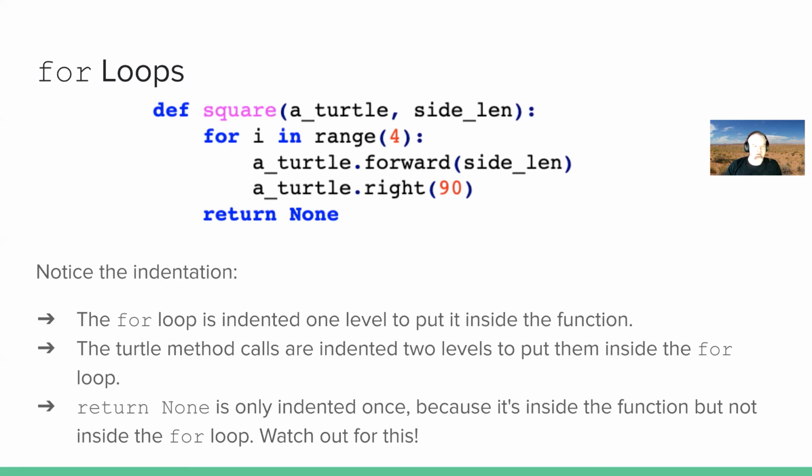Okay, so yet again, indentation is important. Notice the for is indented within the function definition, and the things that you want to happen within your for loop are indented within the for. The return is only indented once, and so it belongs to the function definition, which is where you want it to be. You don't want it to be indented twice because it doesn't belong to the for, it should belong to the function definition.